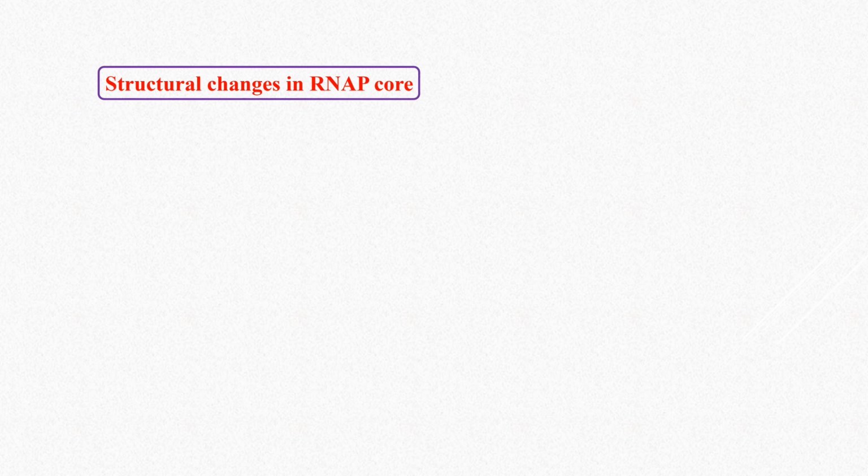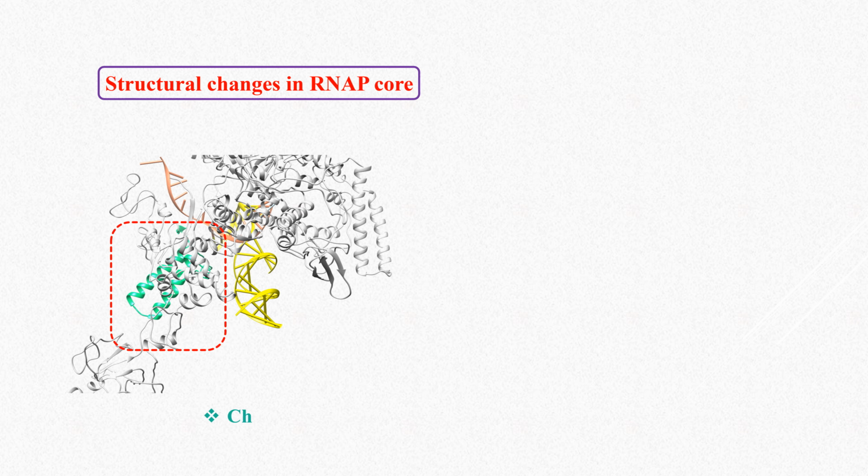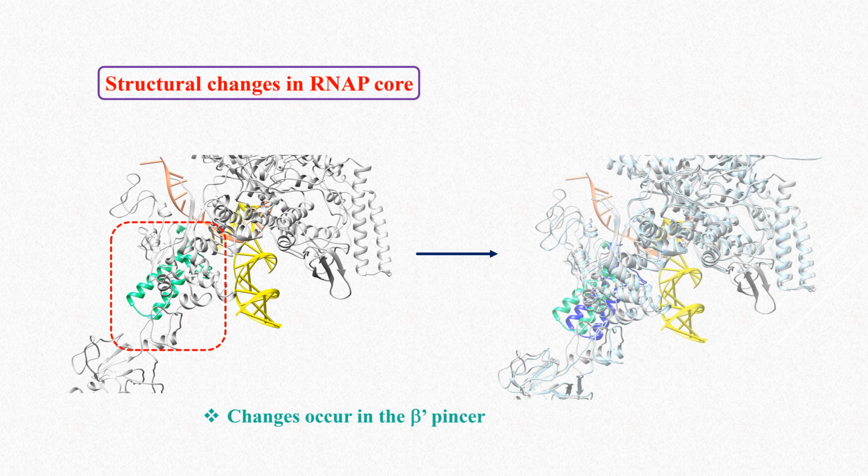As for example, changes occur in a certain domain of the beta prime pincer, as shown by the red arrow. The details of the changes are shown in the next slide.